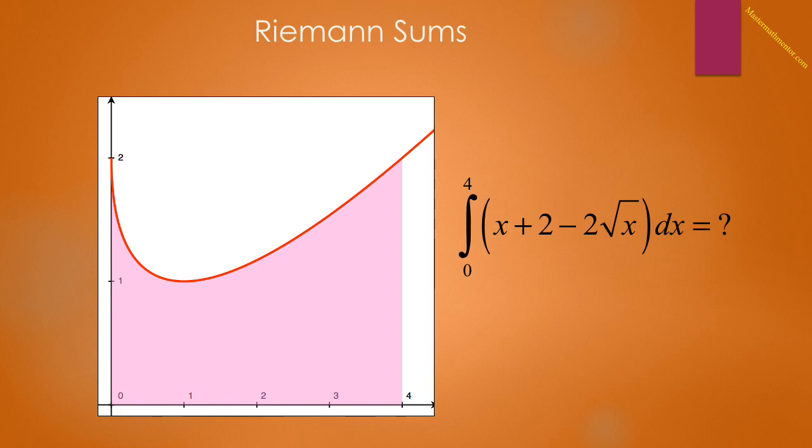On the screen, we see the graph of y equals x plus 2 minus 2 square root of x. And we'd like to find the area under the curve, the integral from 0 to 4 of x plus 2 minus 2 square root of x dx, with no error. No matter how many rectangles or trapezoids we use, there will always be an error. So our next video will be on the fundamental theorem of calculus, which will allow us to find the values of definite integrals exactly by strictly algebraic means. Stay tuned.